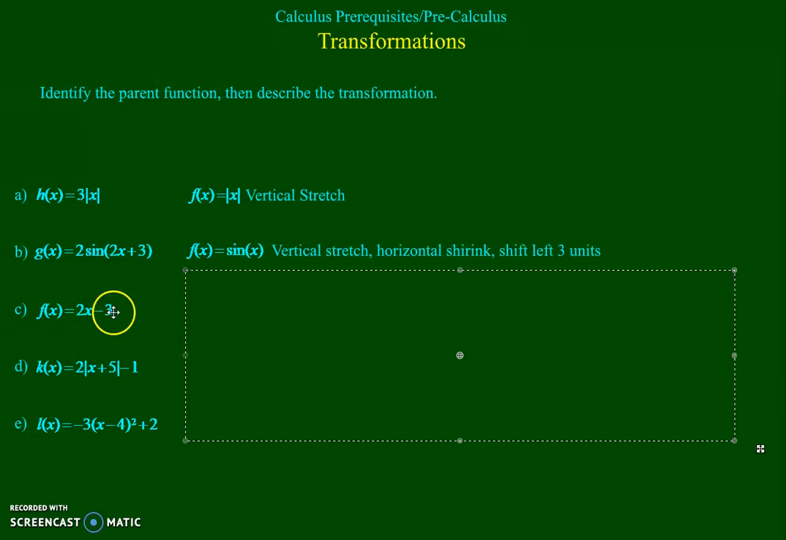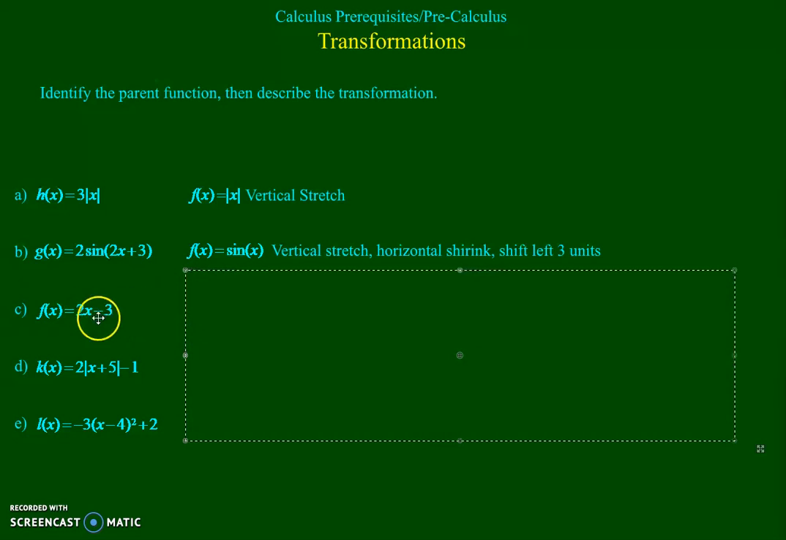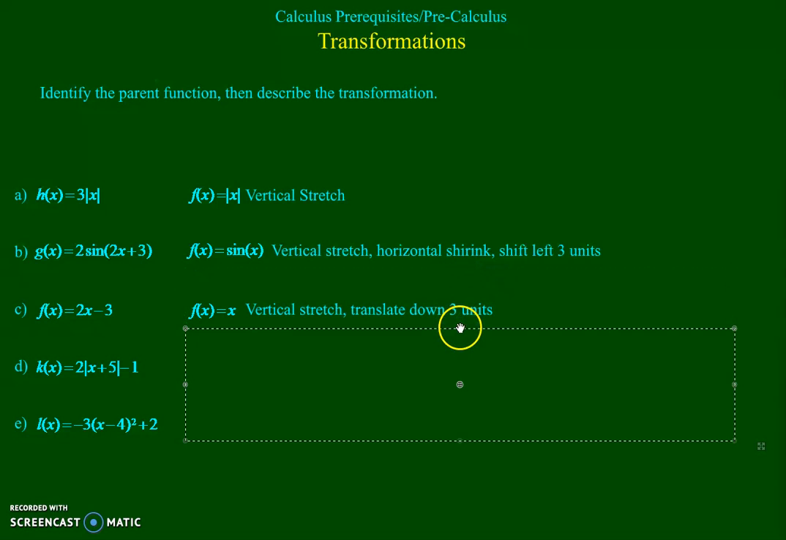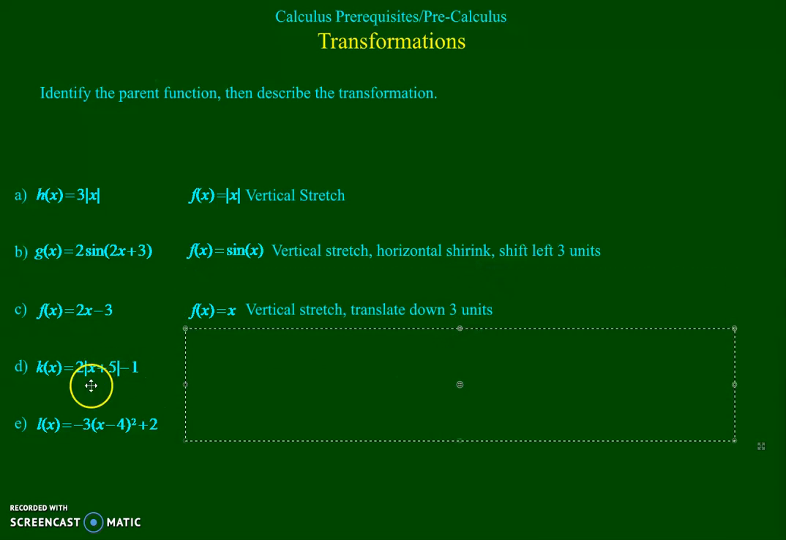Here is a linear function. We have a vertical stretch and a shift down 3 units. Here we have another absolute value, vertical stretch, a horizontal shift to the left 5 units, and a vertical shift down 1 unit.